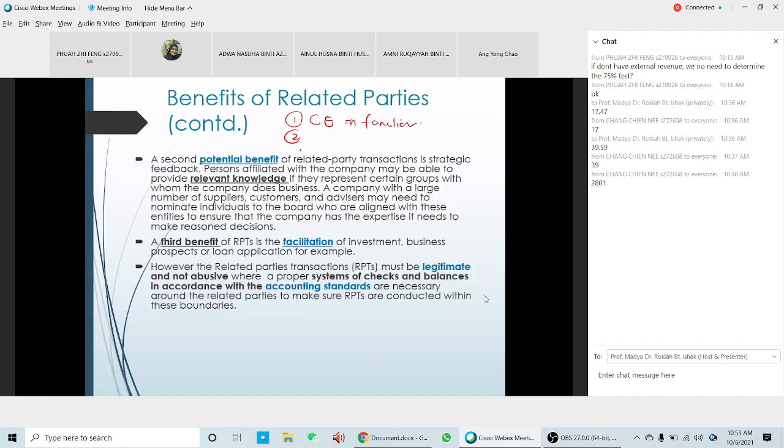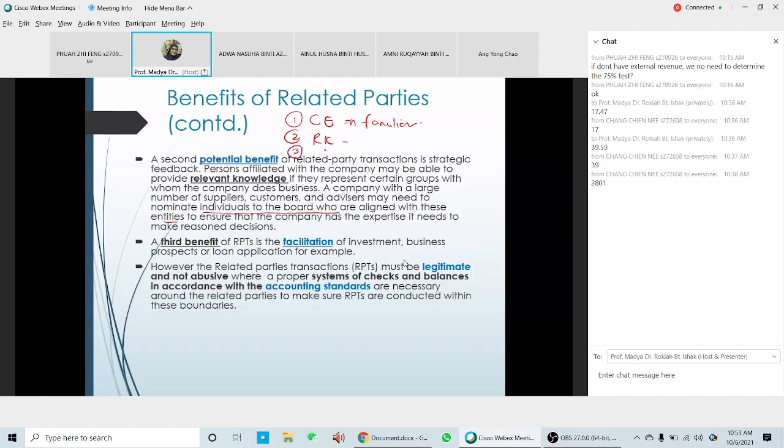The second benefit here is relevant knowledge. Relevant knowledge is there because a third party's strategic person affiliated with the company may be able to provide relevant knowledge if they represent a certain group with whom the company does business. A company with a large number of suppliers, customers and advisors may need to nominate individuals to the board who are aligned with these entities. This ensures that the company has the expertise it needs to make reasoned decisions. So the second one is relevant knowledge.